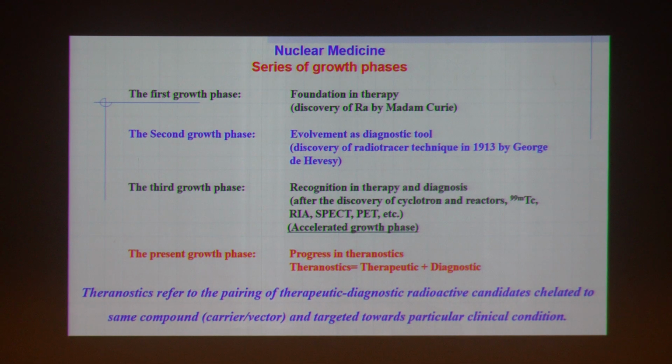The present growth phase is about the concept of theranostics, where scientists are trying to progress with the concept of therapeutic and diagnostic. So it is basically an amalgamation, the conjugation of therapeutic and diagnostic radioisotopes, which can be directed for a particular clinical application.